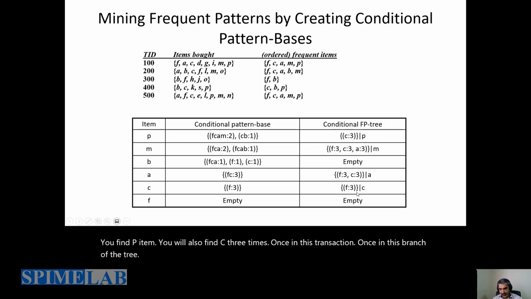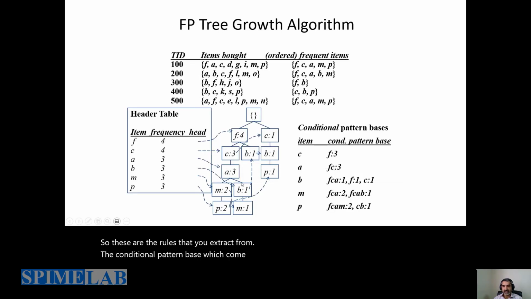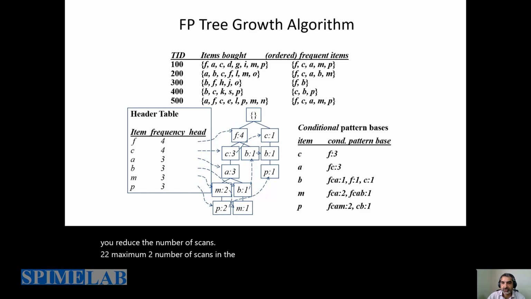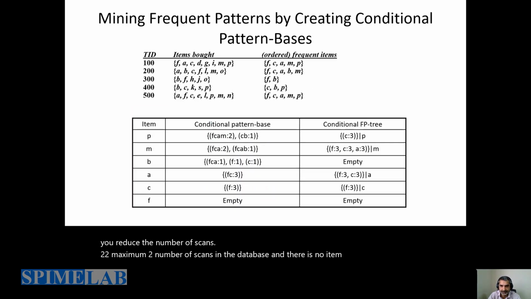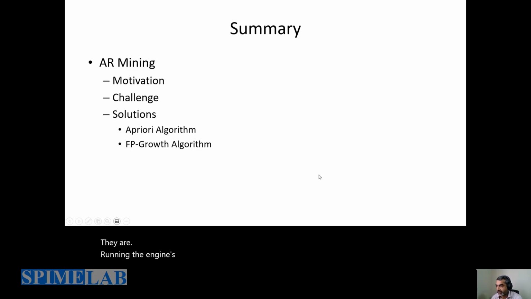So these are the rules that you extract from the conditional pattern base which come from this tree, and using this interesting algorithm, you reduce the number of scans to 2. Maximum 2 scans in the database, and there is no item generation involved. So in this sitting, we learned association rule mining, the concept, applications, and how they are running the engines of modern AI enterprises and predictive analytics.